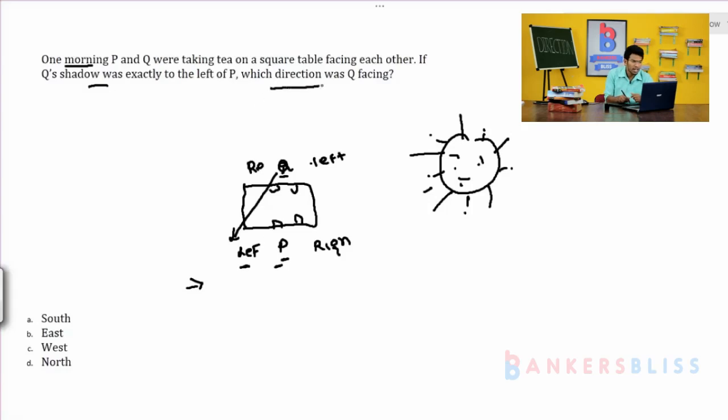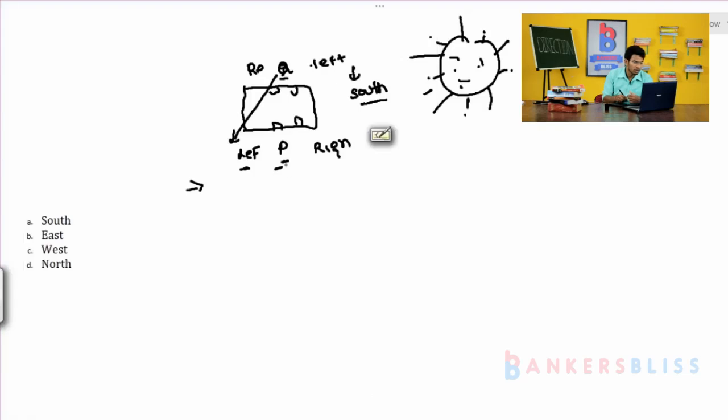Then which direction is Q facing? That is south. Why? Look at here, P is standing. P's shadow will be on his left, which means P is facing the north. Then Q's shadow is on P's left, it means that Q is facing the south direction. Understanding? Is it clear? The answer for this question is south.